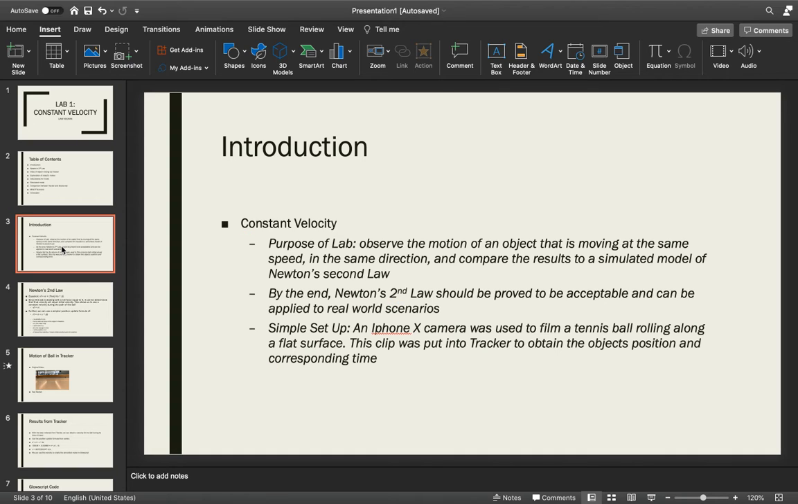Just a brief introduction. The purpose of this lab was to observe the motion of an object that was moving at the same speed in the same direction and compare these results to a simulated model of Newton's second law. And by the end, this law should be proved to be acceptable and can be applied to real-world scenarios. It was a simple setup. I used my iPhone X camera to film a tennis ball rolling along a flat surface. This clip was then put into Tracker to obtain the object's position and corresponding time.